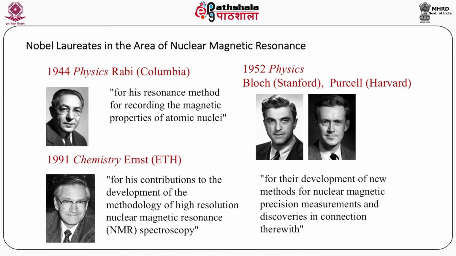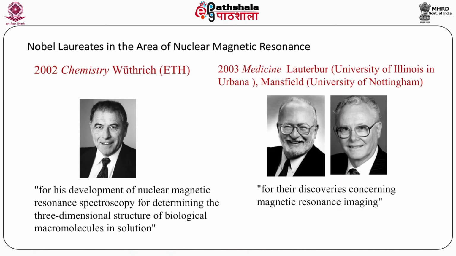And finally, in 1991, Richard Ernst was awarded the Nobel Prize in Chemistry for his contributions to the development of methodology of high-resolution nuclear magnetic resonance spectroscopy. And in 2002, as I already told you, Kurt Wuthrich received the Nobel Prize in Chemistry for his development of nuclear magnetic resonance spectroscopy for determining the three-dimensional structure of biological macromolecules in solution.